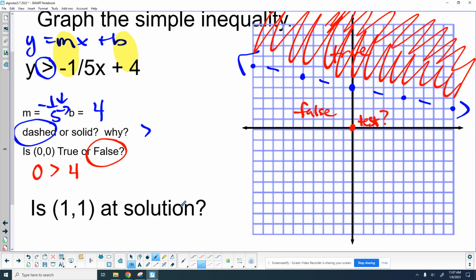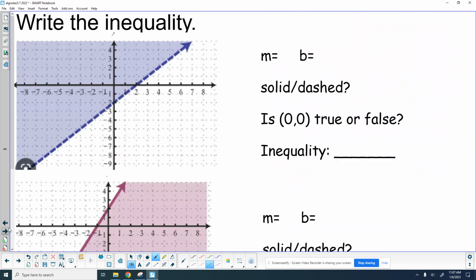So is (1, 1) a solution? Well, we can take a look. Right 1 and up 1 is on the false side of the line, or on the false half plane. So no, it is not. Okay. Questions on this? All right.